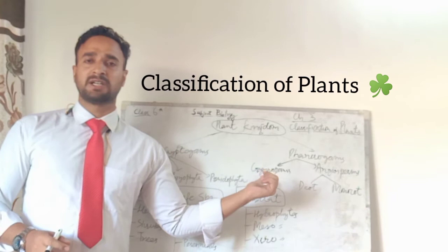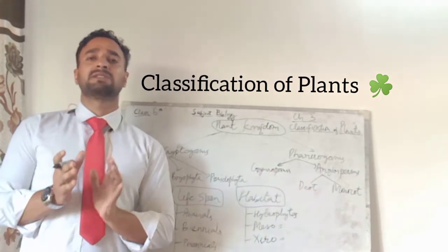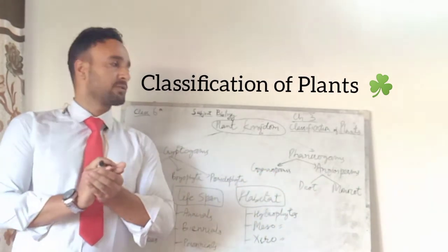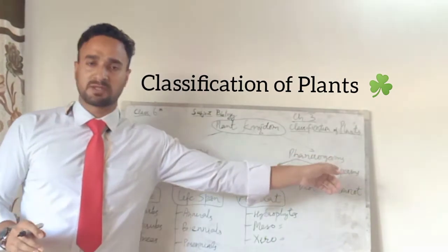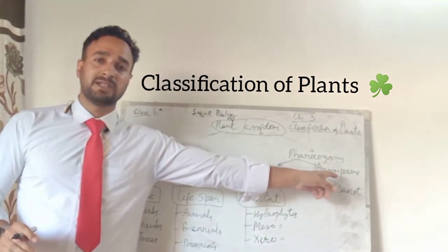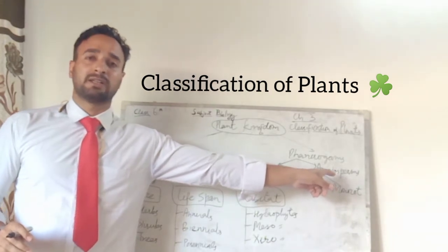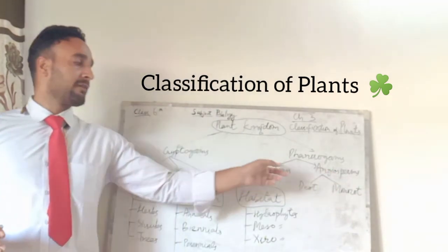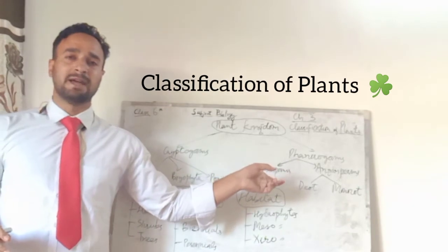Gymnosperms produce seeds, but here the seeds are naked, which means the seeds are not enclosed in fruits as in the case of the angiosperms. So we can say angiosperms have seeds, but the seeds are not naked. They are enclosed within the fruit. However, in the gymnosperms, the seed is naked.